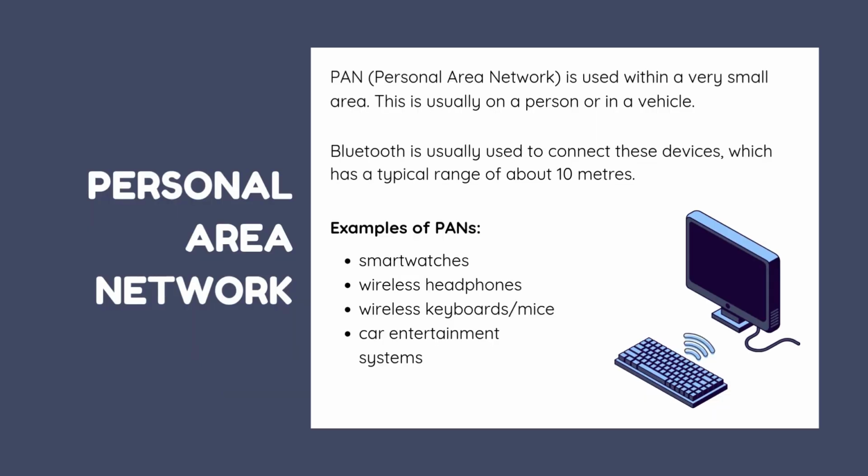Personal Area Network. PAN, Personal Area Network, is used within a very small area. This is usually on a person or in a vehicle. Bluetooth is usually used to connect these devices, which has a typical range of about 10 meters. Examples of PANs: smartwatches, wireless headphones, wireless keyboard/mice, car entertainment systems.